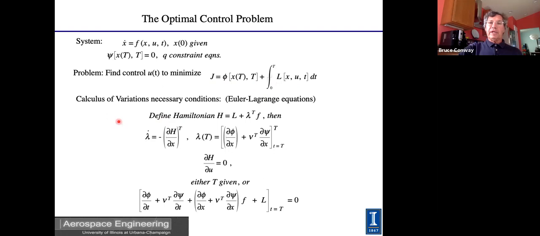So the necessary conditions for a minimum of J are the calculus of variations necessary conditions referred to as the Euler-Lagrange equations. We define what's called the Hamiltonian, which is the integrand of the cost function, plus the right-hand side of the, in this case, 5 system differential equations adjoined through a set of costate variables, this vector lambda. They're called costate variables or continuous Lagrange multiplier variables. I'm sure you're at least familiar with Lagrange multipliers for the discrete case.